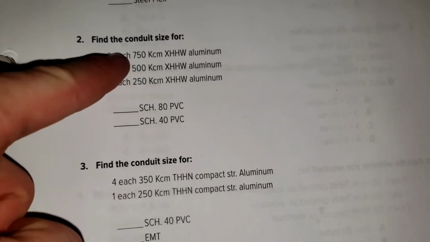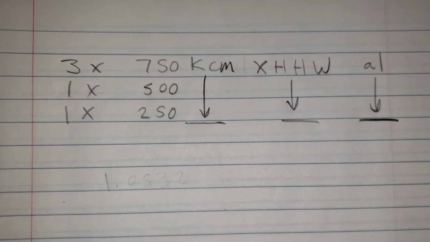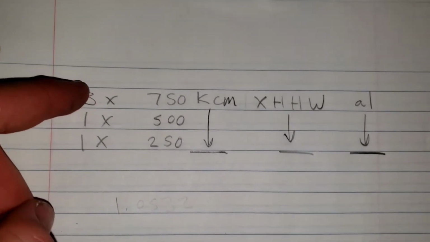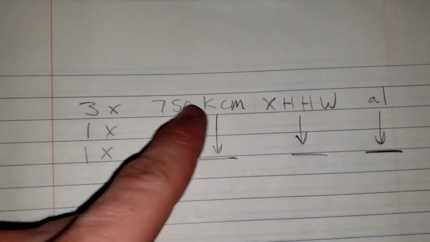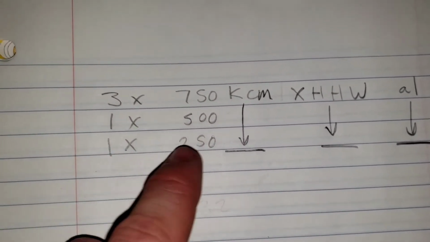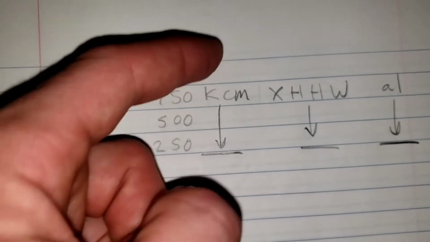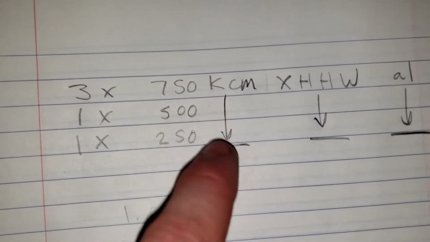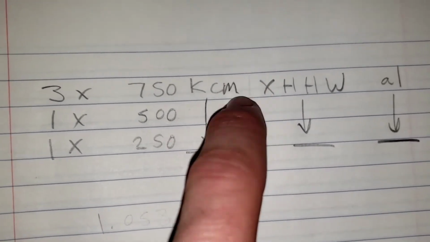Okay, I'm going to start off by getting this question and putting it on a separate sheet of paper. Okay, here we are. So I had 3 750 kcmil, 1 500, and 1 250. They're all kcmil, so I wrote kcm. I did an arrow with a line telling you that it's going down to here. So all 3 of these are kcm.